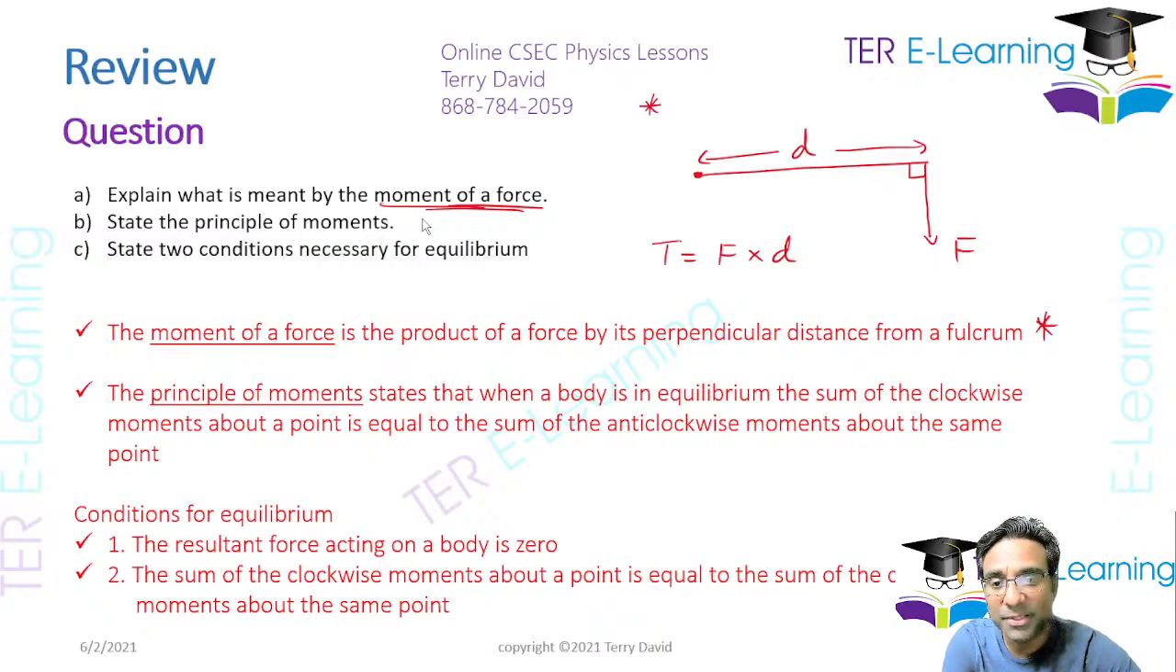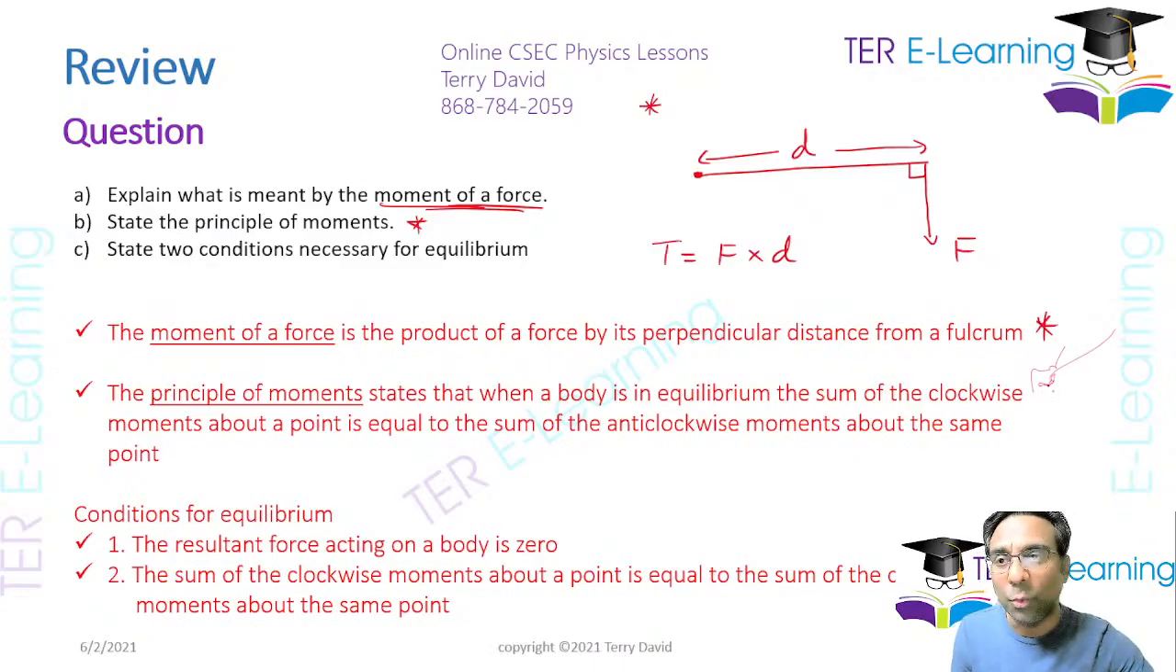The next thing you have to be able to do is to state the principle of moments. So the principle of moments states that when a body is in equilibrium, the sum of the clockwise moments about a point is equal to the sum of the anti-clockwise moments about that same point, right? Again, word for word. Don't try to give them something in your own words, you might get it wrong. So this is the definition. If CXC asks you, just state this, learn this off if you have to, because these are the things that they said are going to come.